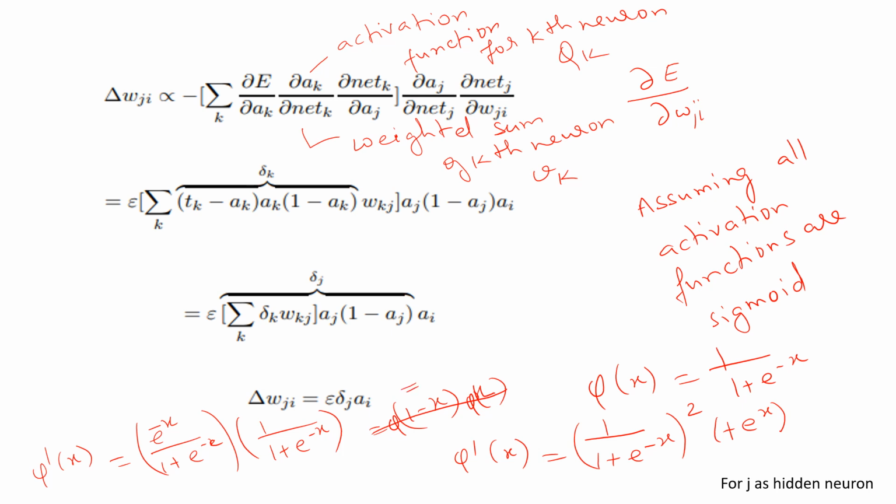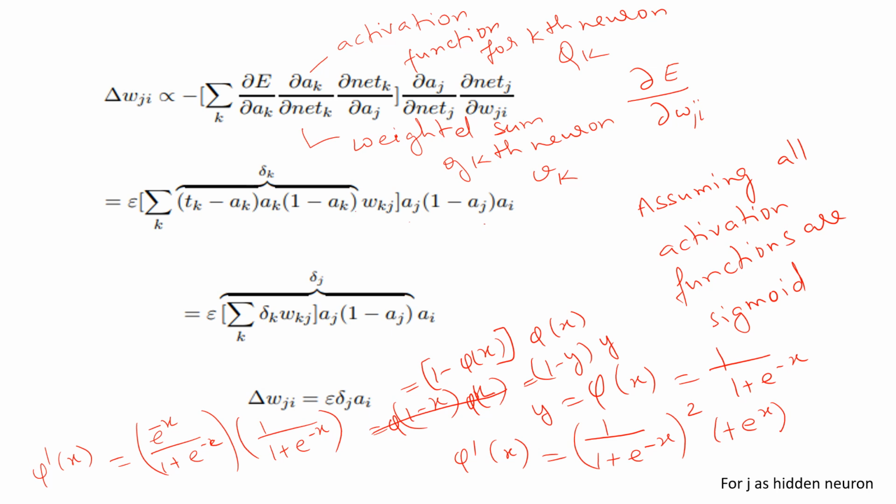Let me write it again. This is 1 minus phi of x into phi of x. And this phi of x is nothing but the output. So this is 1 minus output into the output, if I say y is equal to phi of x. It is the same thing written here. So this is the output of the activation function j. This is output into 1 minus output.